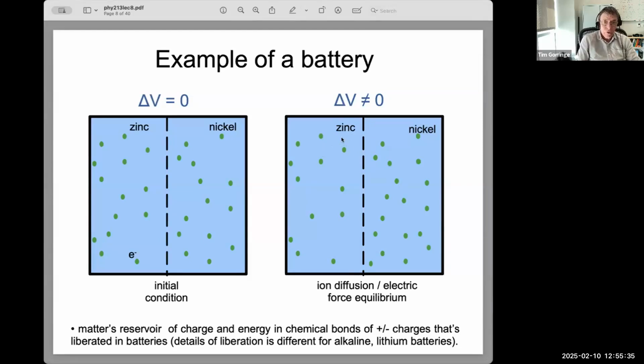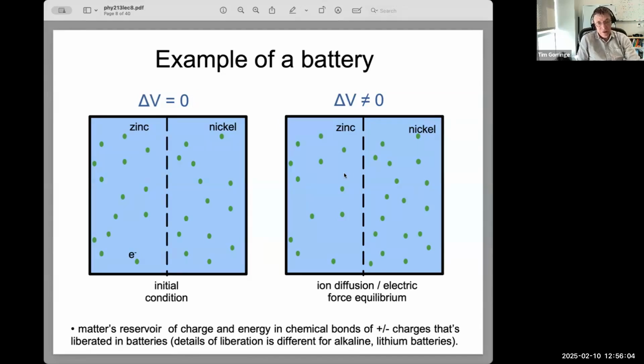The same applies for metals. Zinc has some sort of affinity for electrons. Nickel has some sort of affinity for electrons, and it's a fact, it's an observation, that nickel has a higher affinity for electrons, zinc has a lesser affinity for electrons. So if you put the zinc and the nickel in contact, some electrons will move from the zinc side to the nickel side.